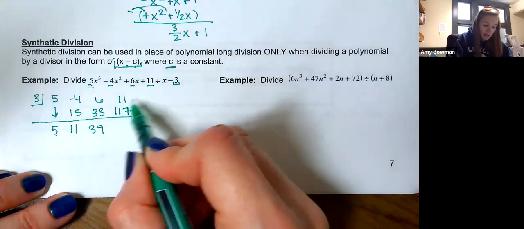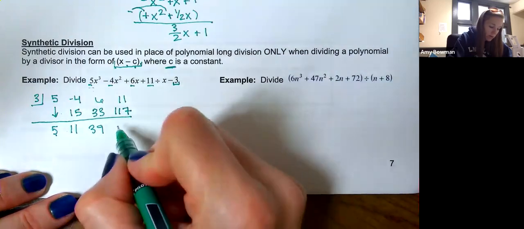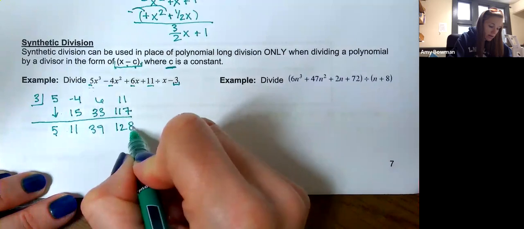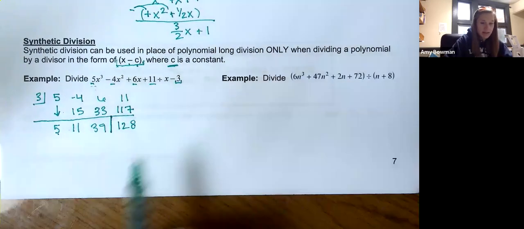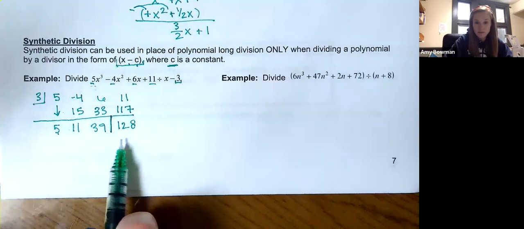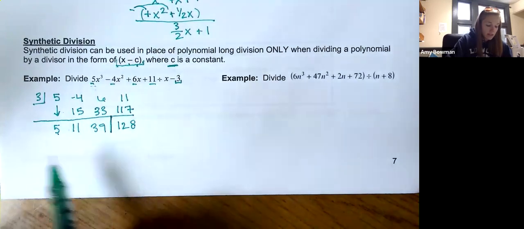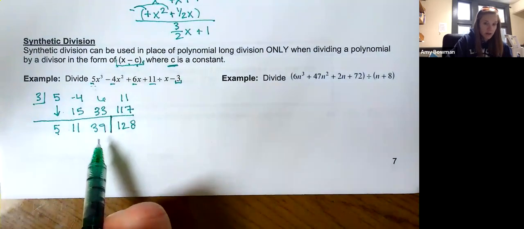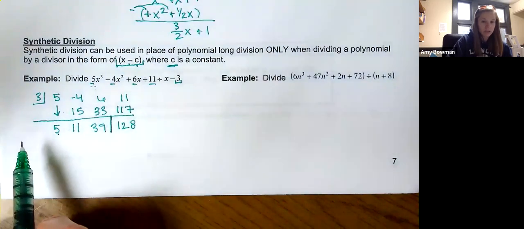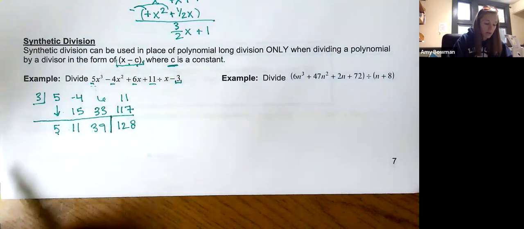Combine them, 11 and 117. We've got 128. And then we're done. Put a bar here. So this last number is always going to be the remainder. These digits, 5, 11, and 39, those are the coefficients of your quotient. Then you just need to figure out the degree of your quotient.